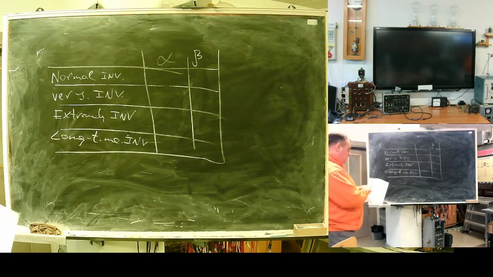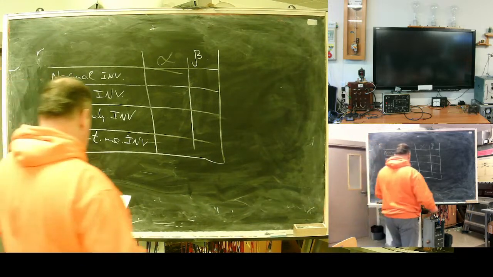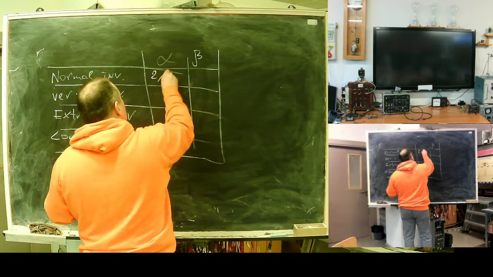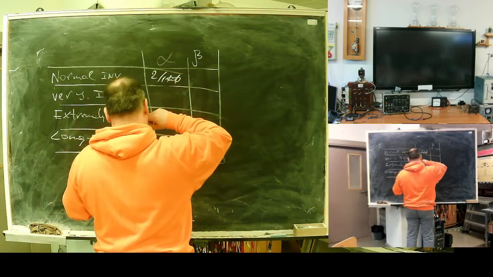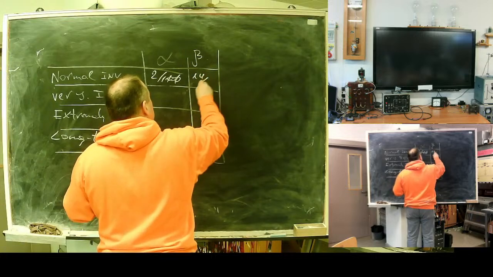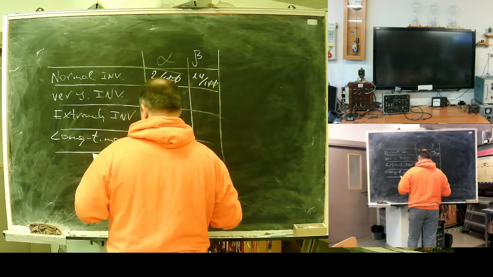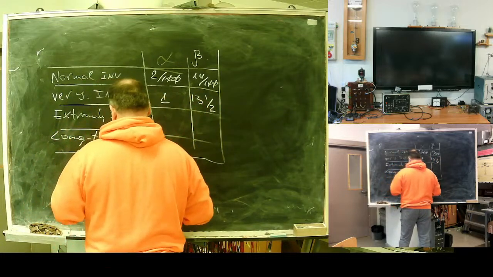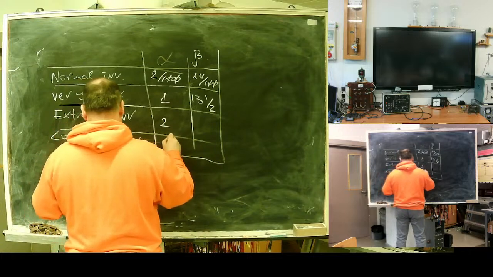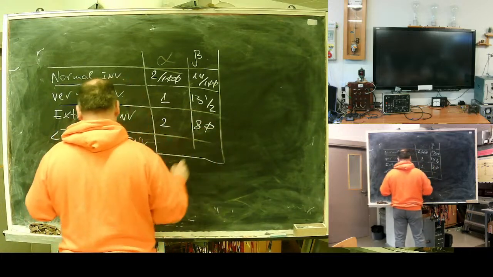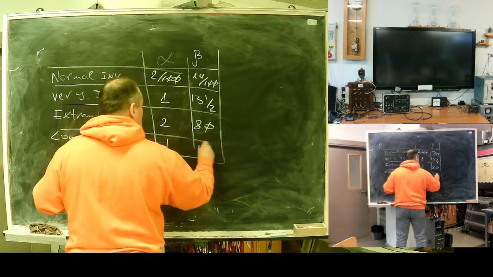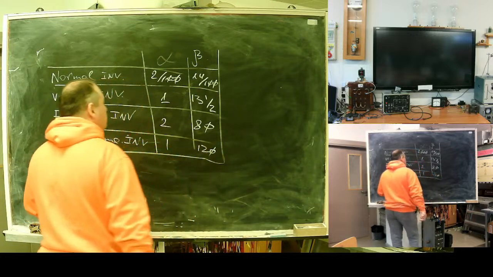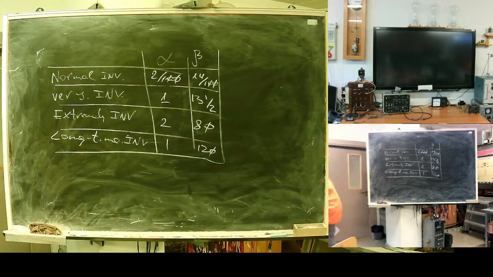Digits, alpha and beta, for one second: 0.02 and 0.14 for one type, 1 and 13.5, 2 and 80, and the last one 120. Here are the numbers for each type of characteristic.